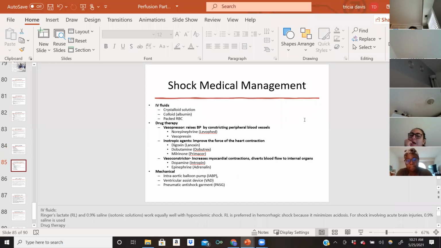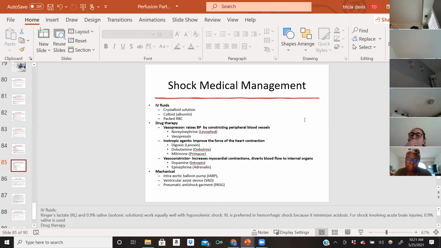So what are we going to do for our patients? How are we going to medically manage them? The patient is going to be ordered fluids. So we are going to give crystalloid solutions, colloid solutions. This could be your albumin, and sometimes they're going to require packed red blood cells. So we're going to be giving Ringer's lactate. We're going to be giving normal saline. Those are great for our hypovolemic patients.